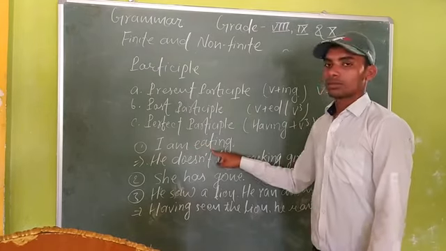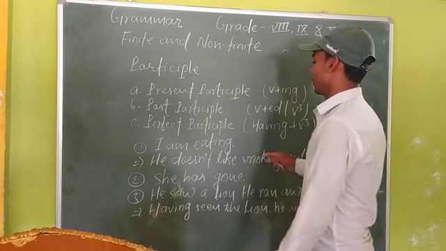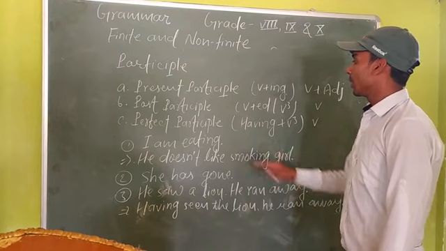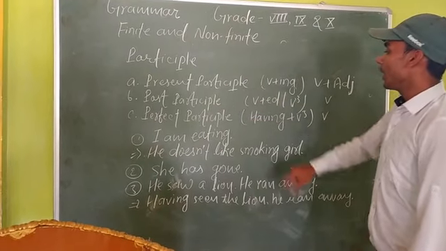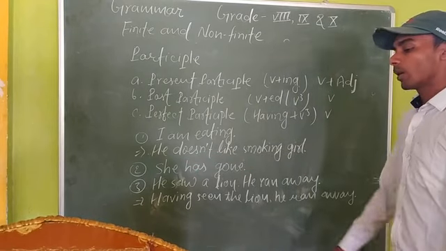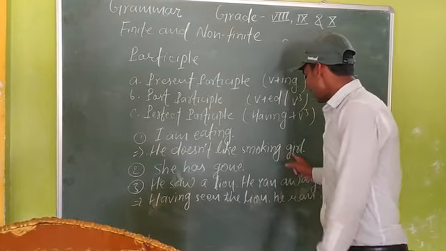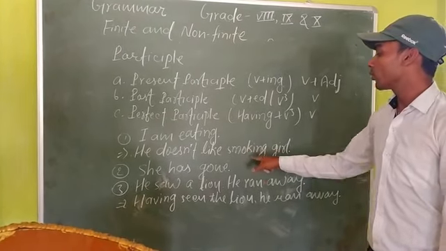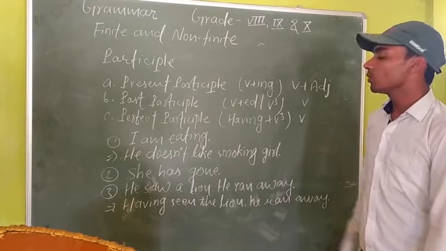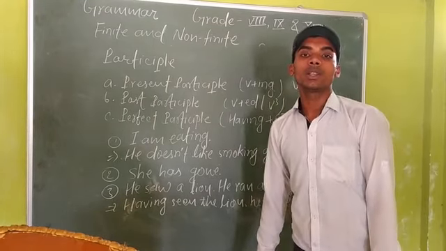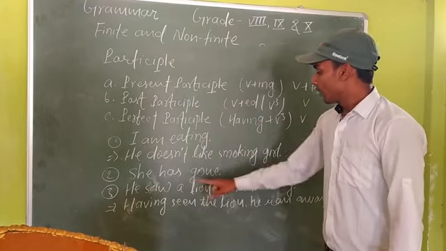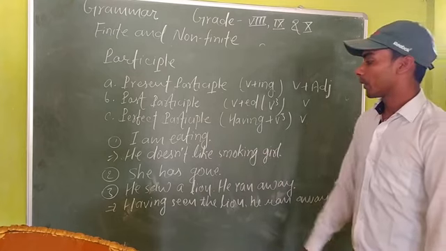I am eating. Here eating is working as a verb, functioning as a verb, therefore this is present participle. And just below, he doesn't like smoking girl. With smoking, that means this is the manner, the negative quality of the girl having a smoking habit. In such a case, smoking is not functioning like a verb here, it is functioning as an adjective, because this is the quality of the girl.